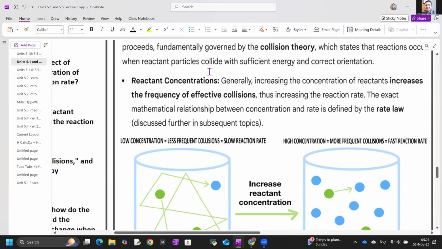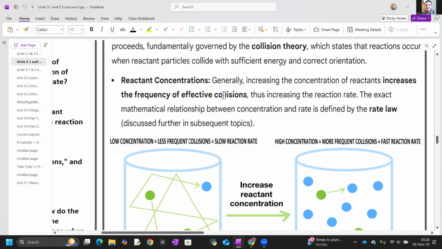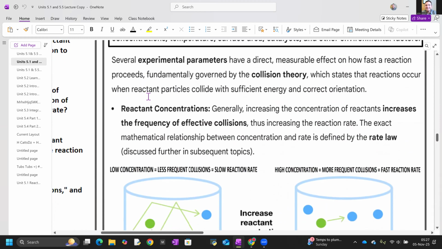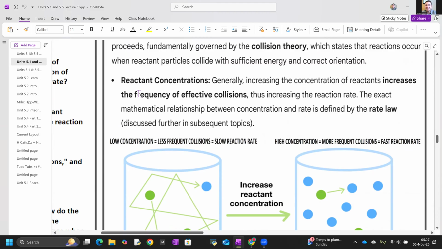All right, so let's take a look at how concentrations affect the rate of a reaction, and we'll also take a look at that in light of the collision theory. So in general, the concentration of reactants increases the frequency of effective collisions. When we say effective collisions, that means the collisions have sufficient energy and the correct orientation.